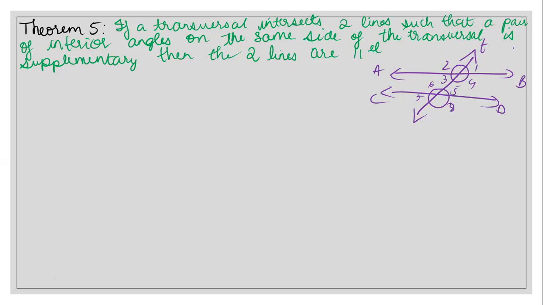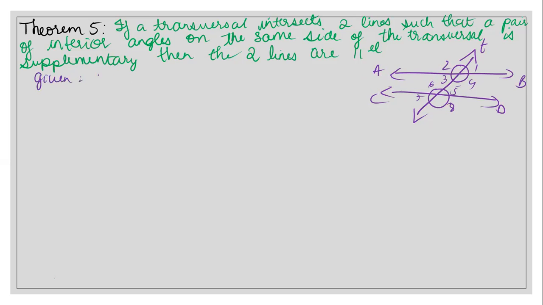So now we have our figure. They're saying that if a transversal T intersects two lines, AB and CD, such that a pair of interior angles on the same side of the transversal is supplementary, then the two lines are parallel. Again, this is the converse of theorem 4. So what do we have to prove here?